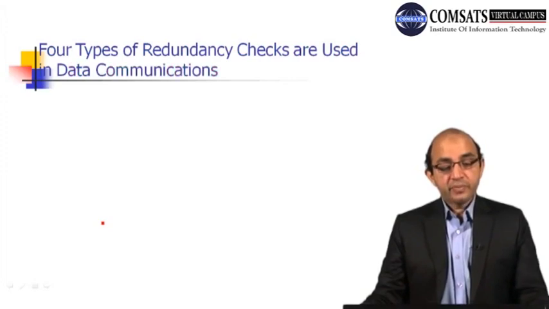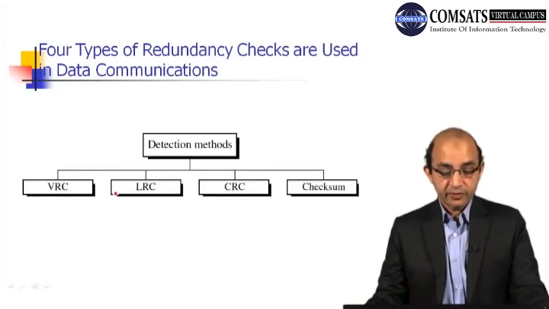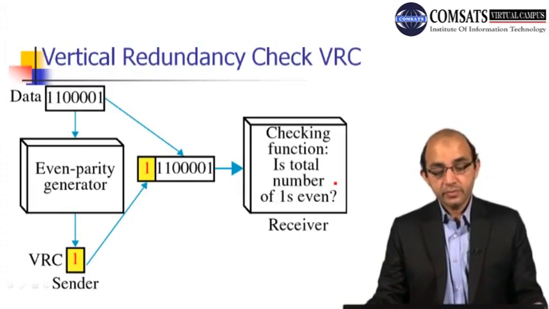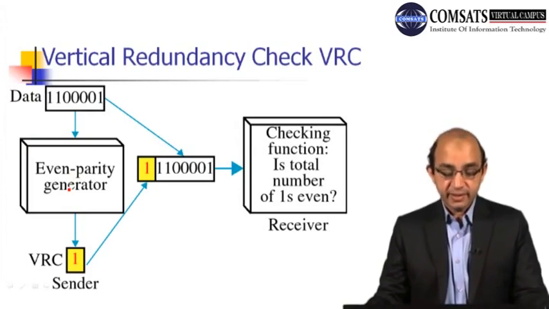So we have 4 different types of redundancy checks that are being used in data communication. So we have VRC, LRC, CRC, and checksum. So let's talk about VRC, right? So this is the data, right? And we are actually using parity over here. So that is the vertical redundancy, right?